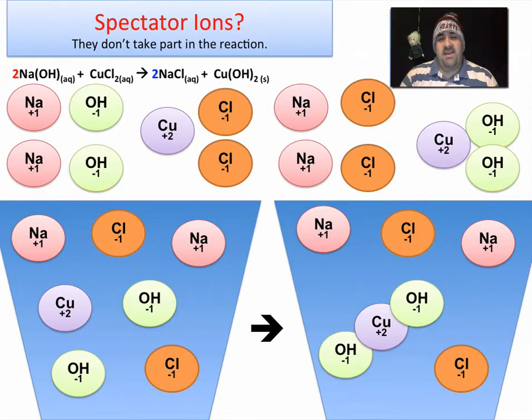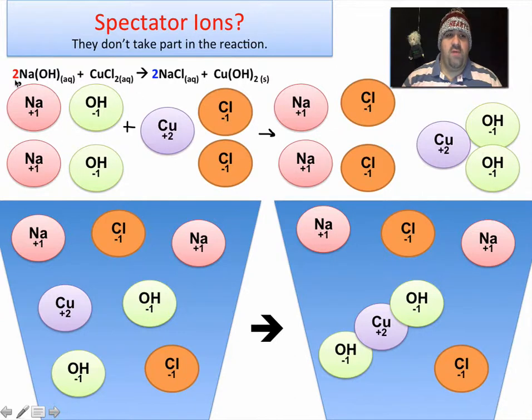And now we're going to identify some spectator ions. Spectator ions do not take part in the reaction. So this was our balanced equation right here. We had 2 NaOH, right? And I separated them just to show that they're dissociated. They're aqueous. They're in solution. They're not together. They're not stuck together. The water separated them. 2 NaOH, 2 Nas, 2 OHs, are combining with copper chloride, and they're turning into NaCl aqueous and solid copper hydroxide.